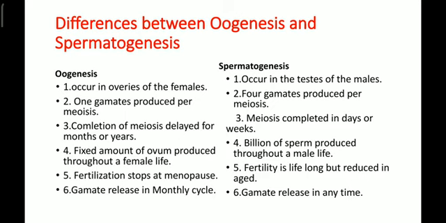In case of oogenesis, fertilization stops at menopause. But in case of spermatogenesis, fertility is lifelong but reduced with age. In oogenesis, the gamete is released in a monthly cycle, but in spermatogenesis, the gamete can be released at any time.